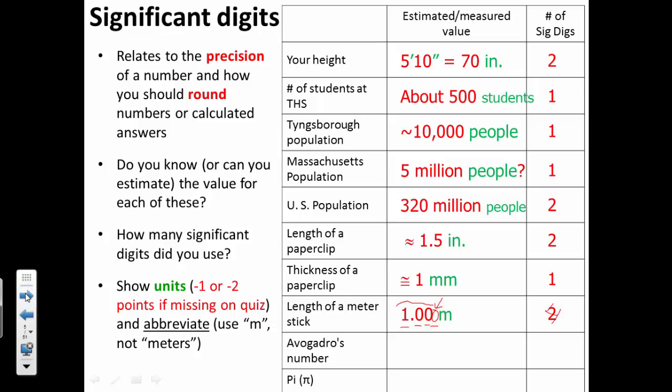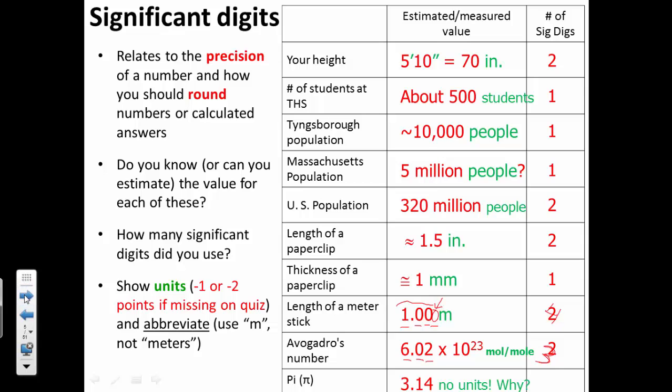Avogadro's number. Avogadro's number that you use in chemistry, that's how many molecules or atoms per mole of a material. The number you probably use over and over again was 6.02 or maybe 6.022 times 10 to the 24 molecules per mole. The number that I'm showing here, I'm sorry, this is actually 3 significant digits. So I got 1, 2, 3 digits that I'm using.